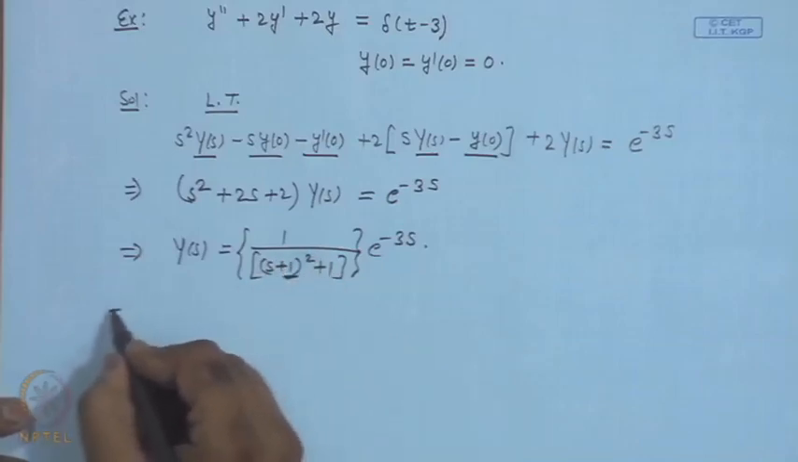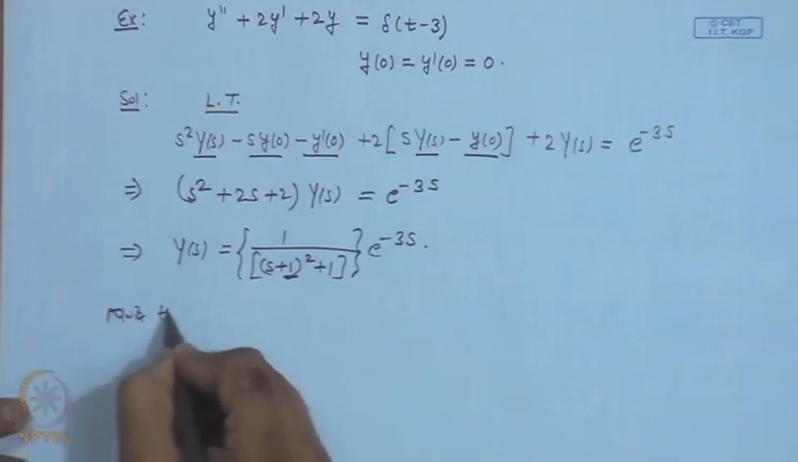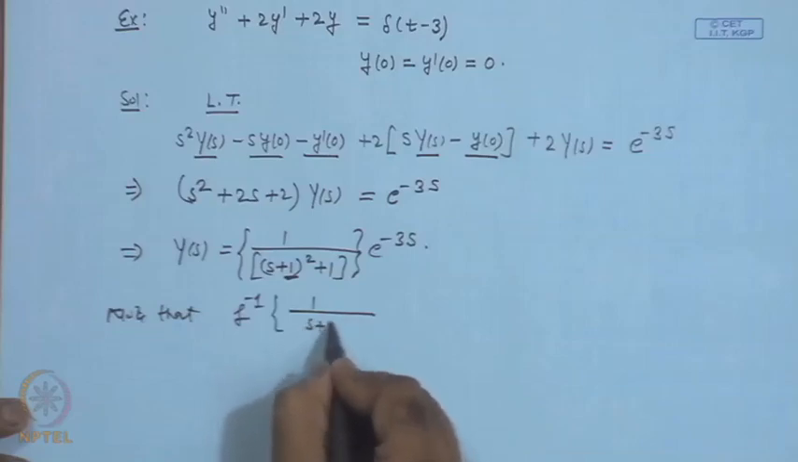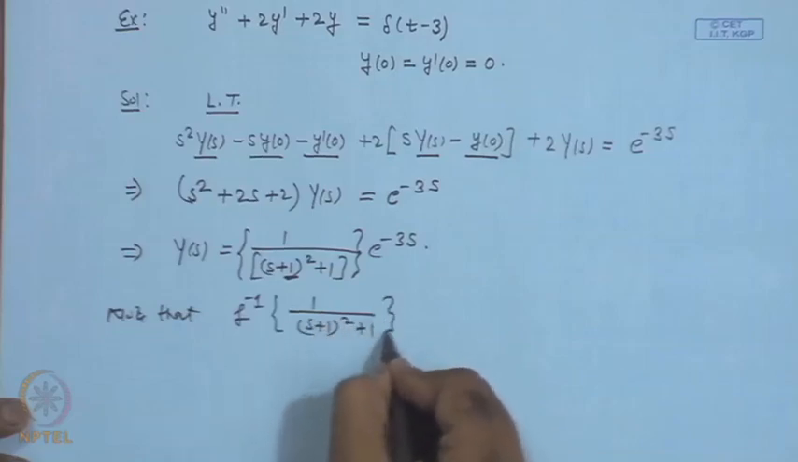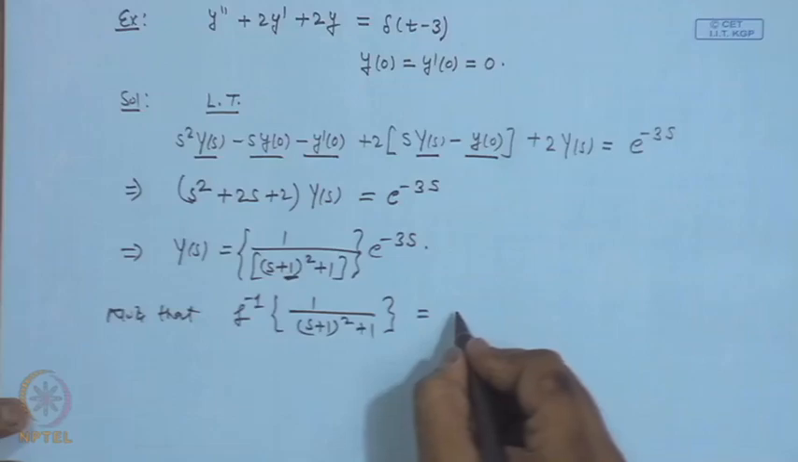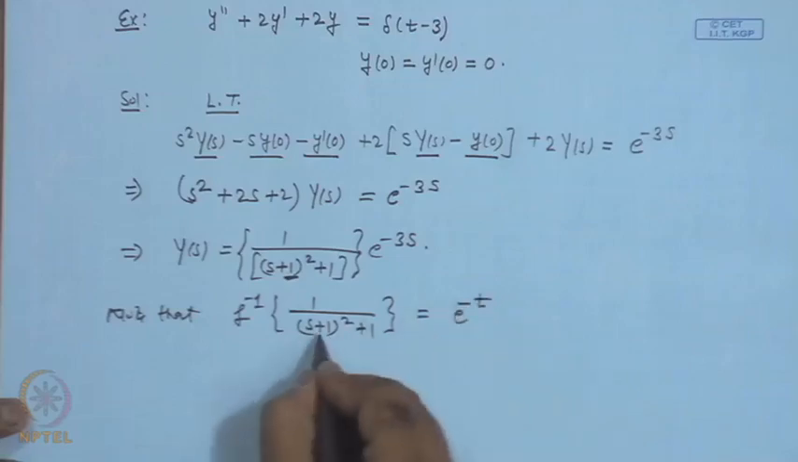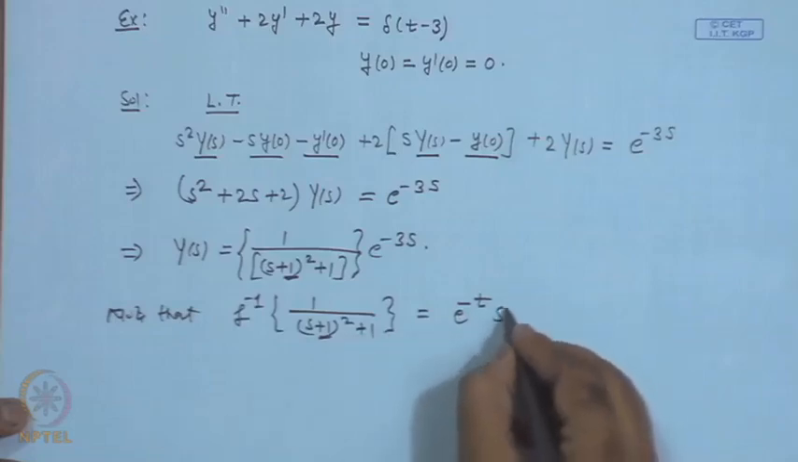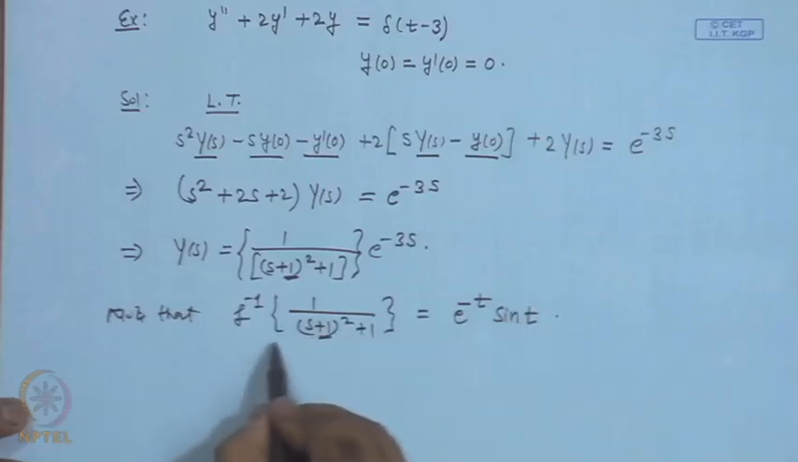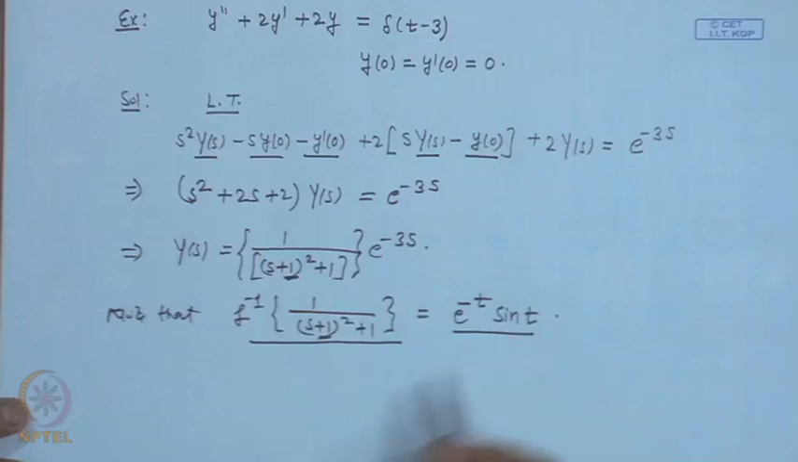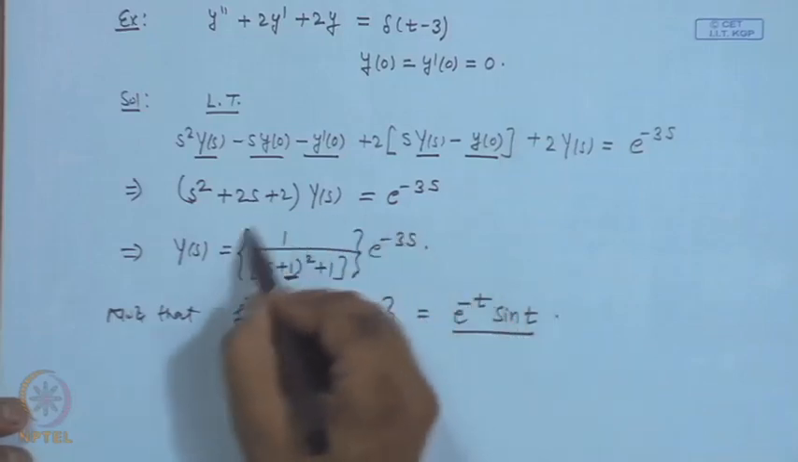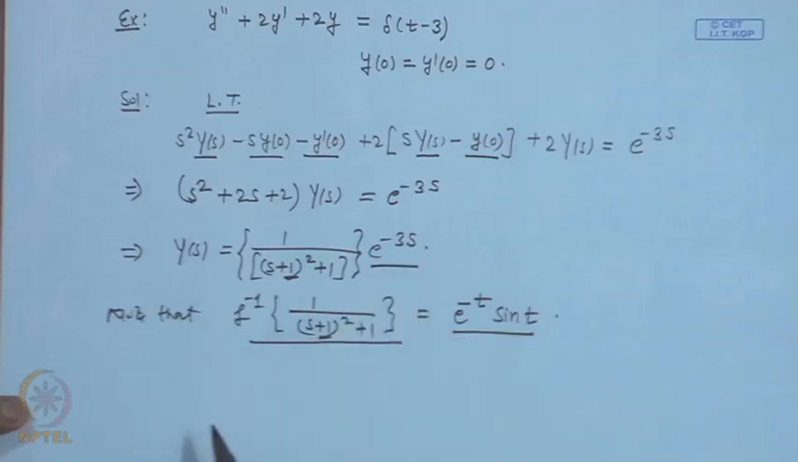So, note that the Laplace inverse of this, (s plus 1) whole squared plus 1, using the first shifting theorem, is e power minus t times the Laplace inverse of 1 over s squared plus 1, and that is sin t. So, once we have this Laplace inverse, e power minus t sin t, we can get the Laplace inverse of this function with this e power minus 3s using the second shifting theorem.